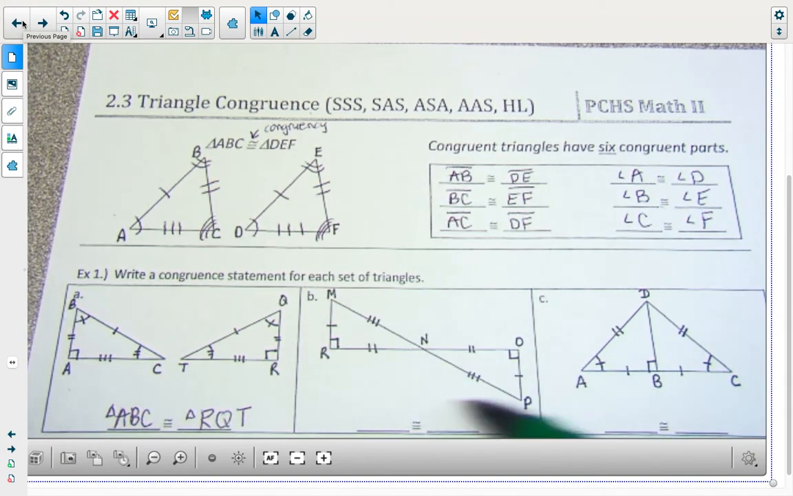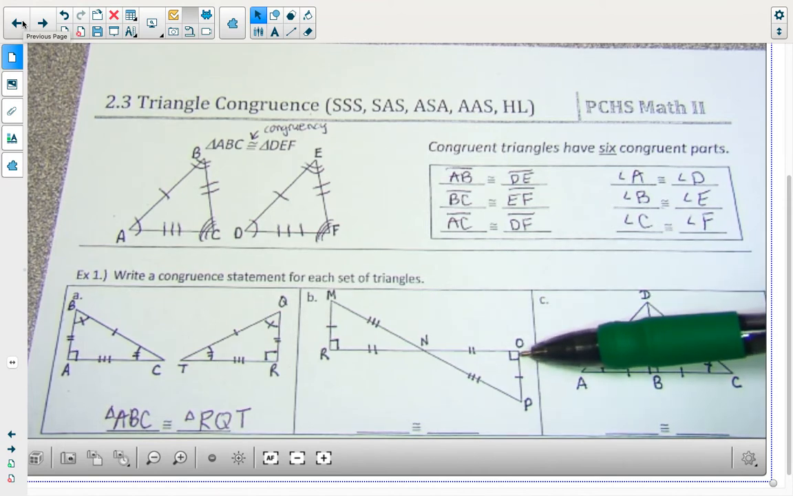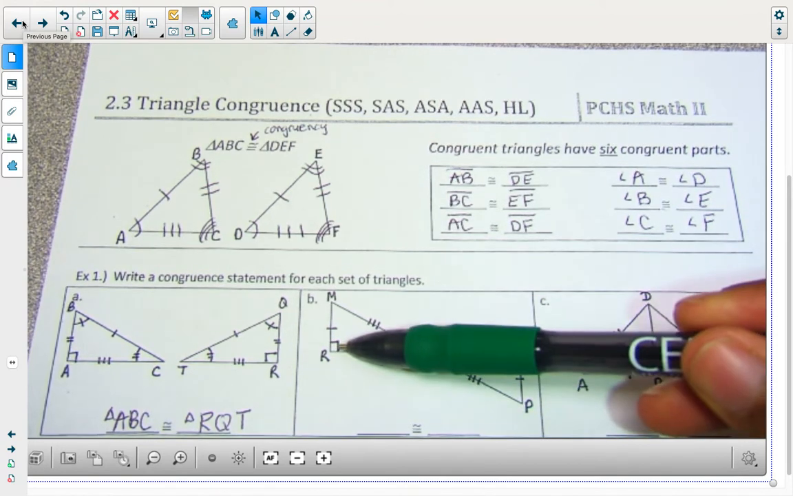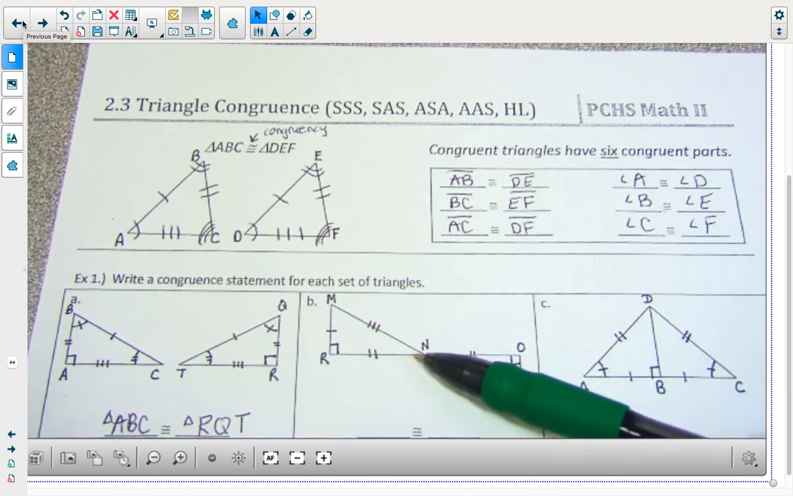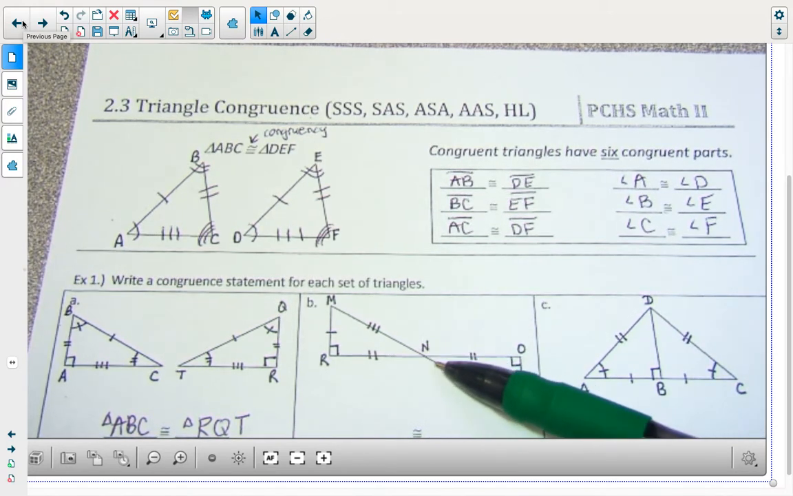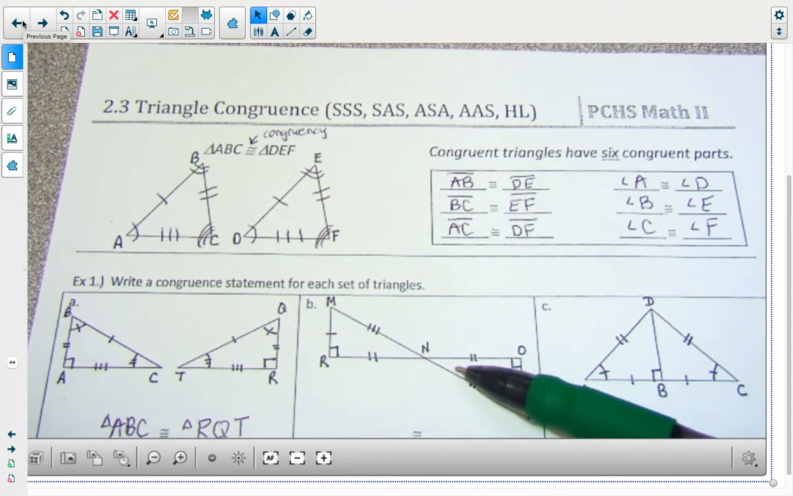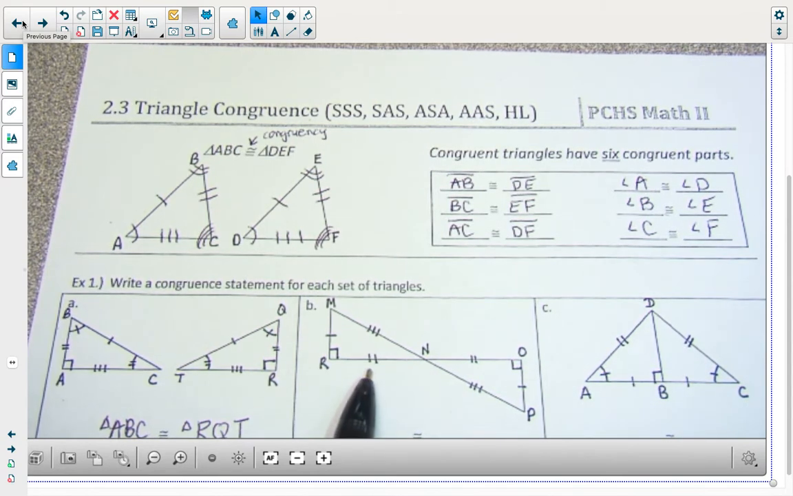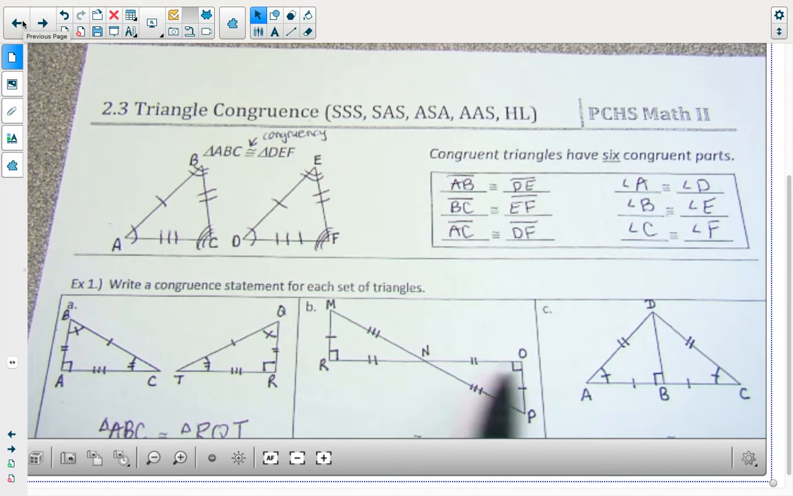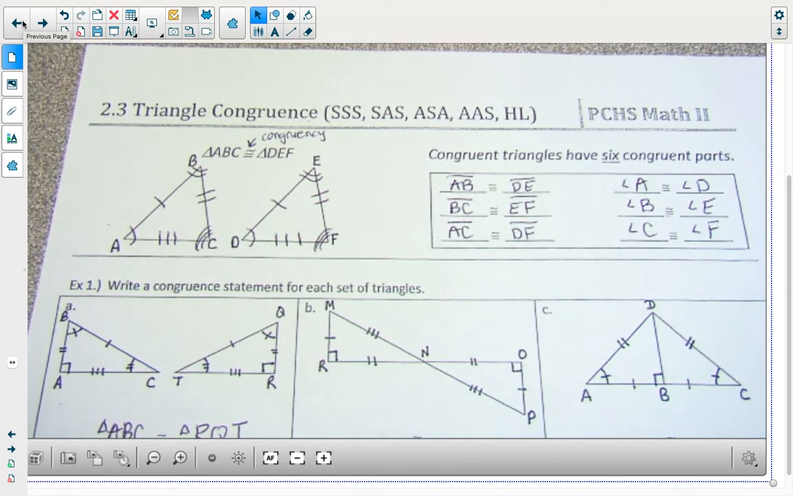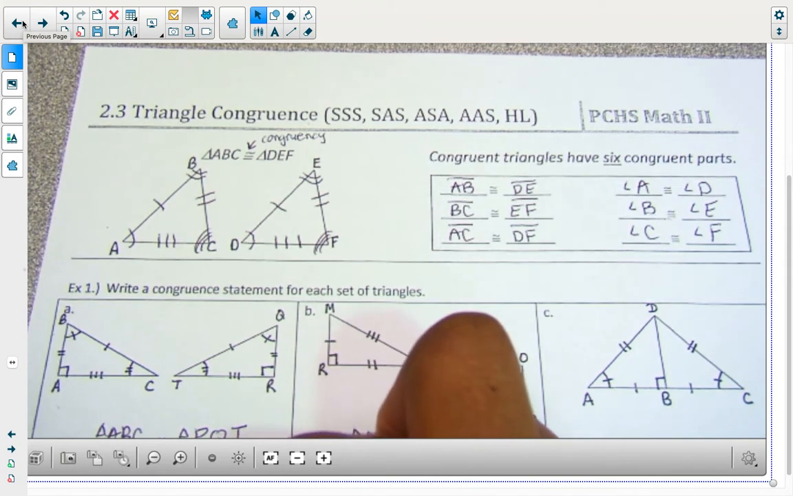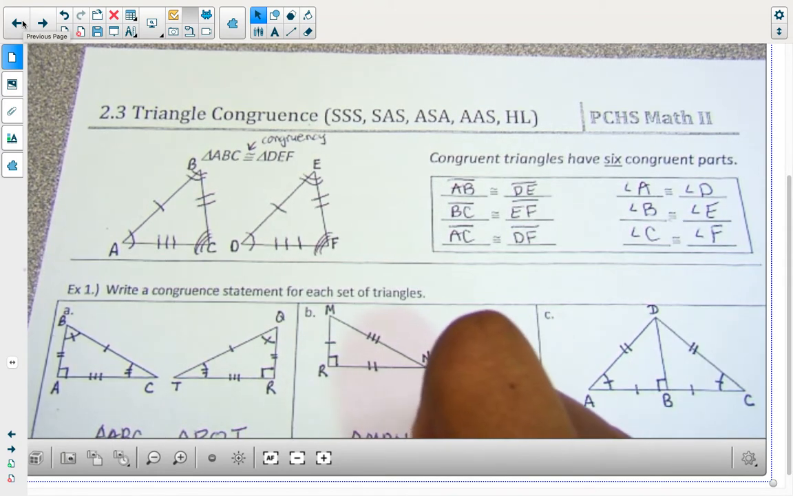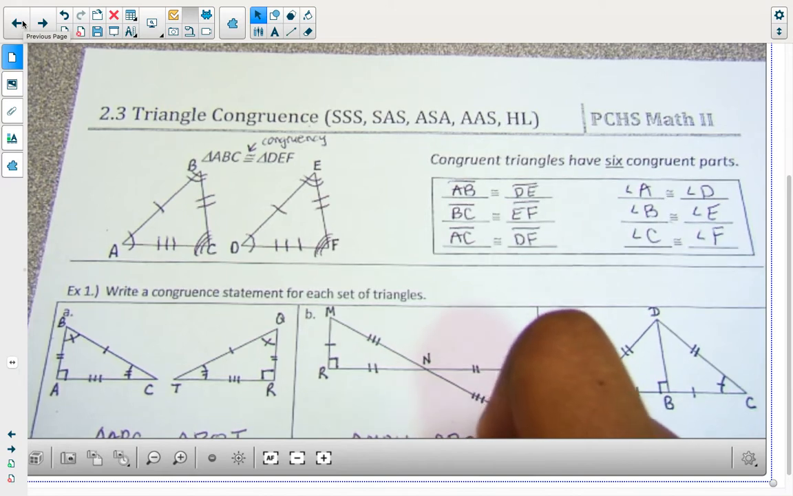I could do the same thing over here looking. I see that O must match up with R because they're both right angles. So I see that matches up. I see that N has to be the same because these are vertical angles. They're the same. And I can also match up my tick marks. RN corresponds to ON. So triangle MRN is congruent to triangle PON.